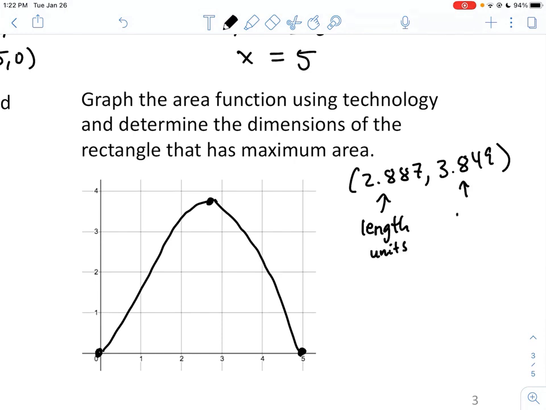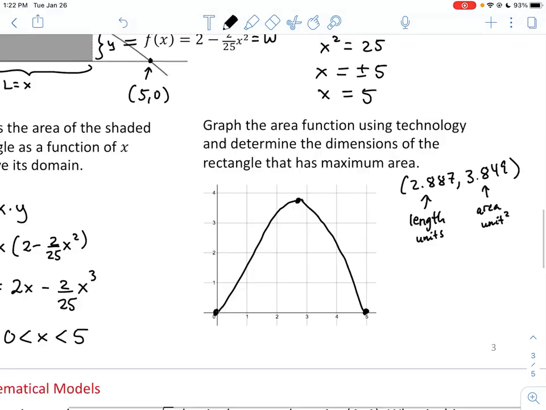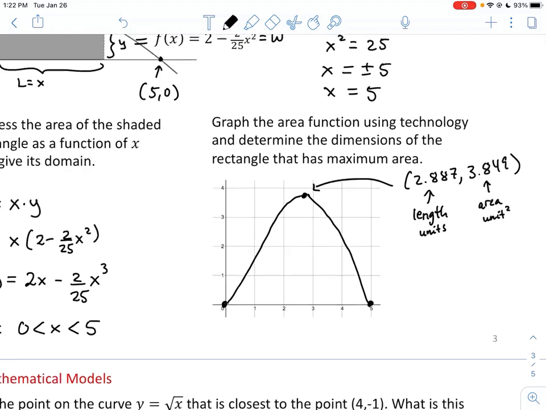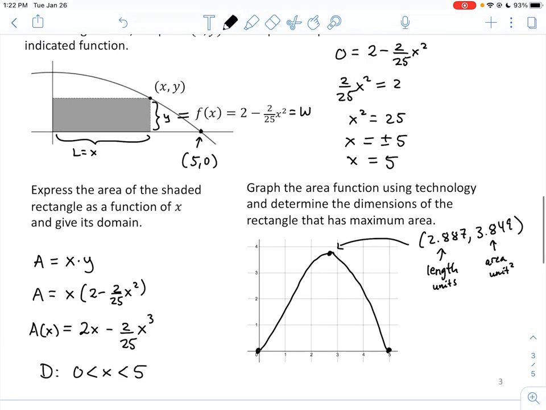This number here is an area, not the width. Be careful about that. And it would be square units. These two numbers here don't answer the question. It gives us part of the answer to the question. The question is to find the dimensions of the rectangle that has maximum area. Well, we found the length, but we got to find the width. So we got to find the y.